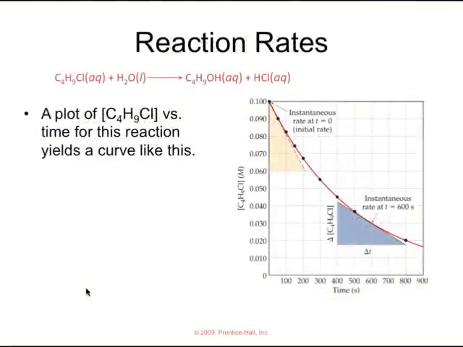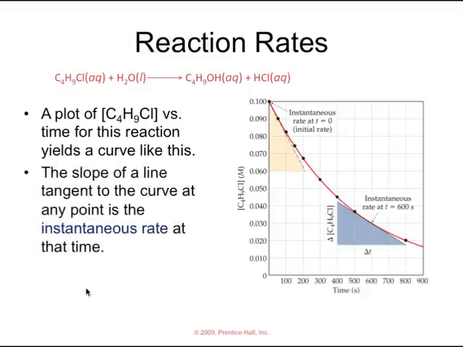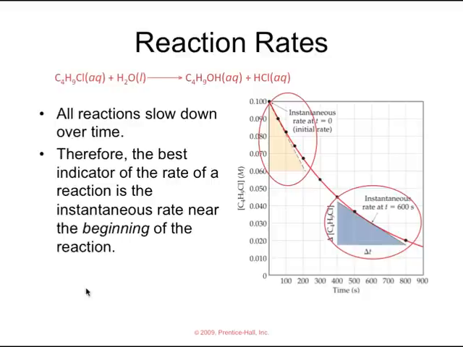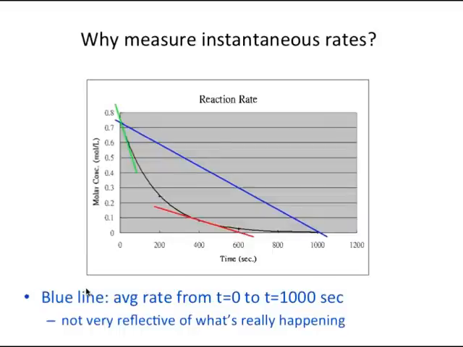All right, so let's plot the reaction over time for that butyl chloride reaction. Again, we can take the slope of a line that is tangent to the curve at any point to find the instantaneous rate. The best indicator of the rate of the reaction is going to be the instantaneous rate at the beginning of the reaction. When you talk about rate of reaction, that's usually what people are referring to, unless they say average rate of reaction. Why do we measure instantaneous? If you look, here's the average reaction rate, but that doesn't really give us a clear picture about what's happening at any point in time. So we do want to look at the instantaneous rate.